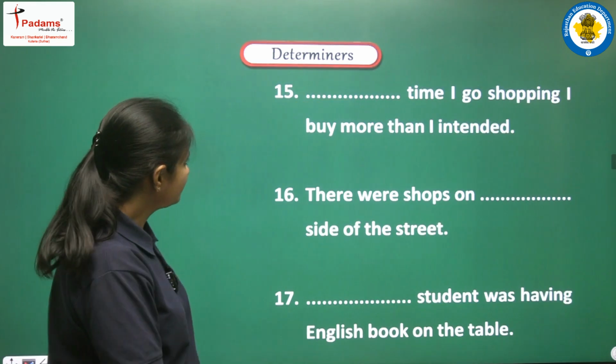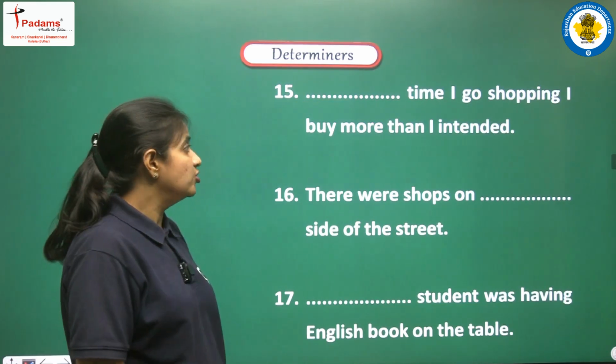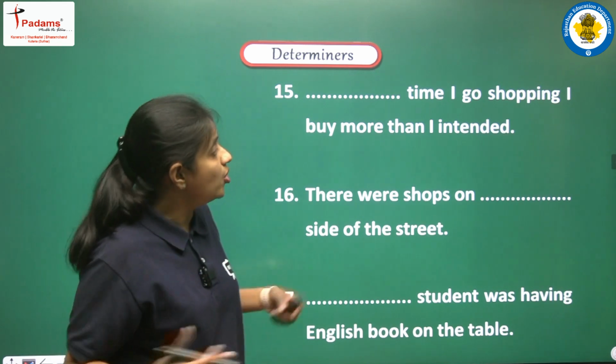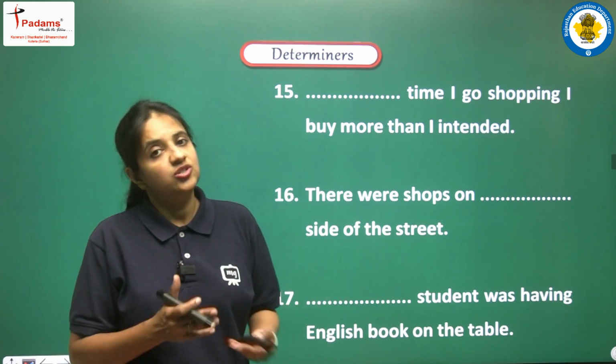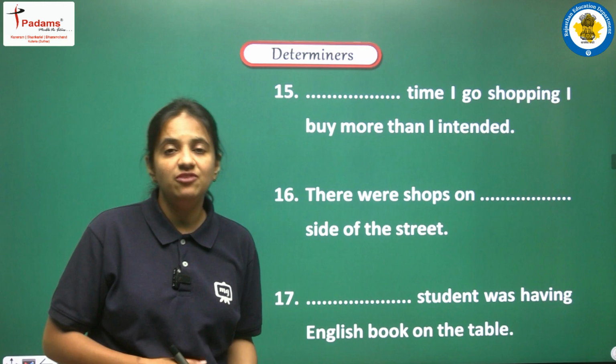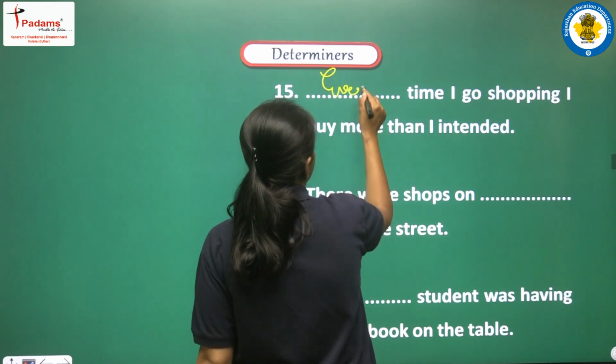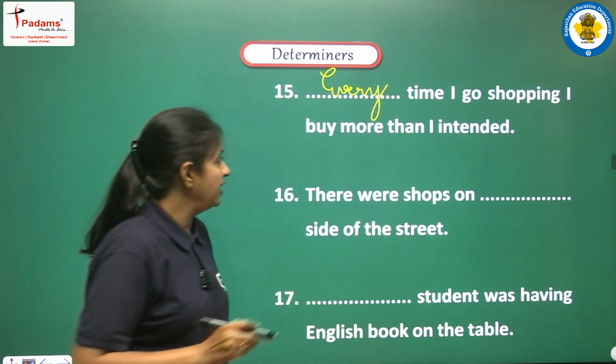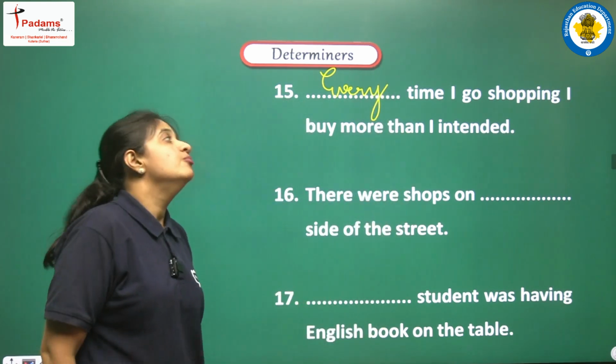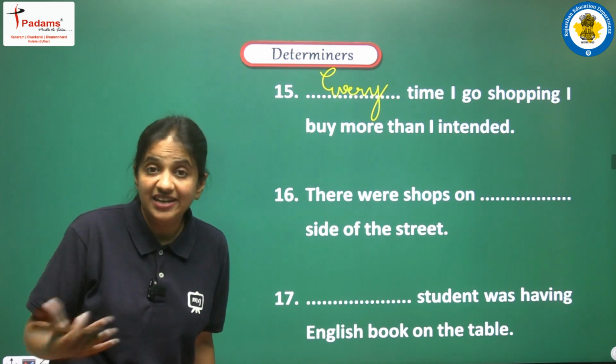Okay. Next, every time I go shopping, I buy more than I intended. So again we are showing one general thing. We are trying to show the frequency of this thing, that every time I go shopping, what happens? I buy more than I intended.